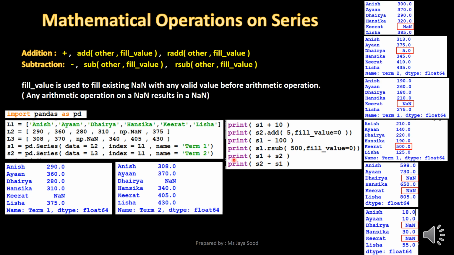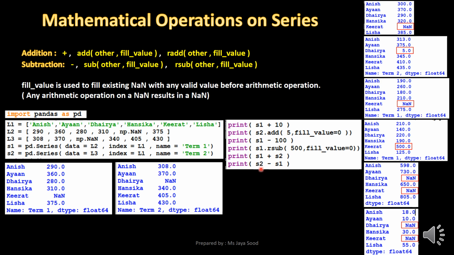The next statement, print S1 plus S2, will add the corresponding elements from the series S1 and S2. So for Anish, 290 plus 308 will give us 598 and so on. For Dhairya, which is 280 plus NaN, will give us a NaN. For Kirat, which is NaN plus 405, will give us a NaN.